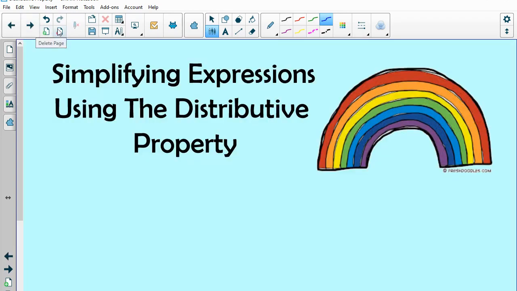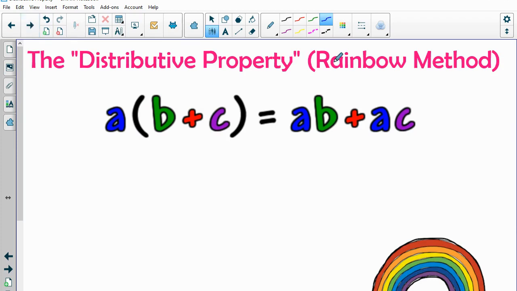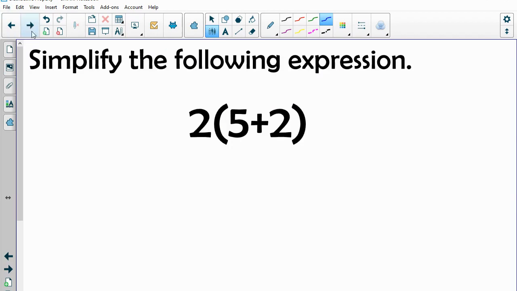All right, moving right along, we're going to talk about simplifying expressions using what we call the distributive property today. So the distributive property is basically this. If I have a number written in front of a set of parentheses, then I can multiply that same number by each item inside of the parentheses, which is a process that we call distributing it. So you can see the a has been distributed to each thing in the parentheses.